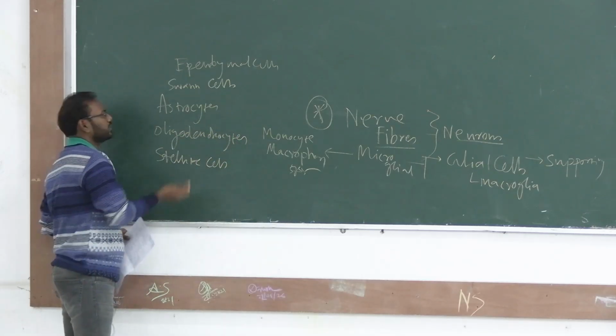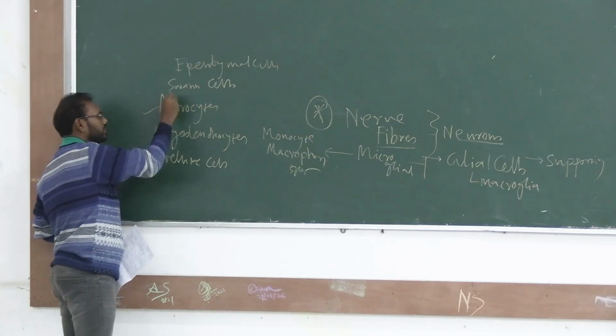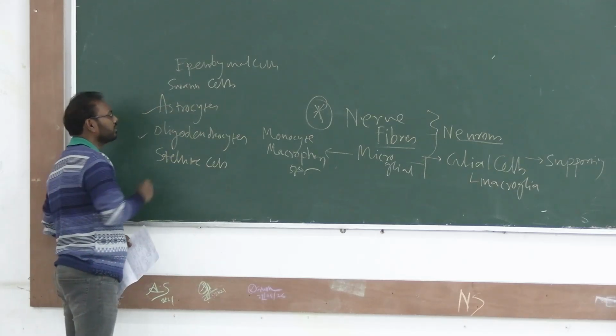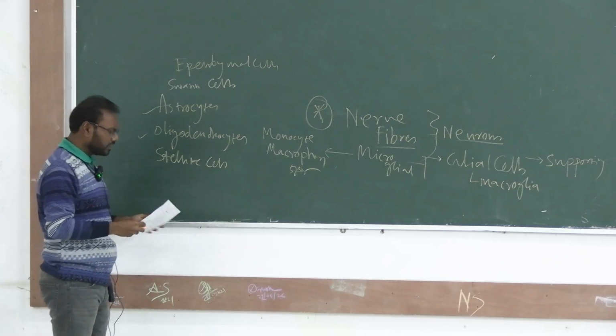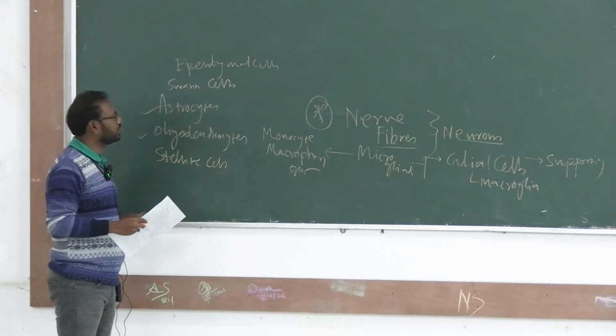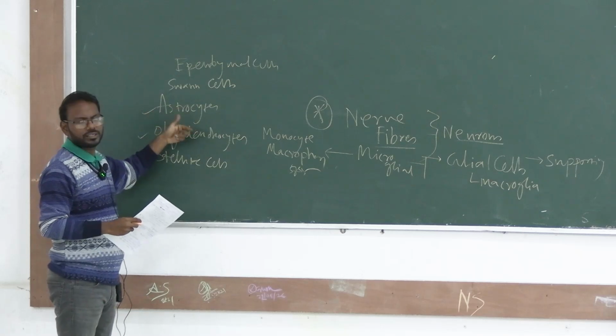Among these, the most important are the astrocytes. Then the next important ones are oligodendrocytes, and these other 3 are mostly supportive cells. So we will be talking about astrocytes a little bit.